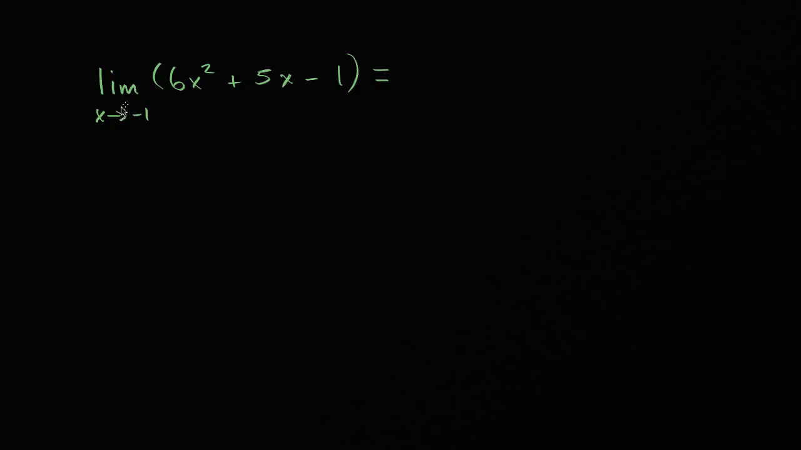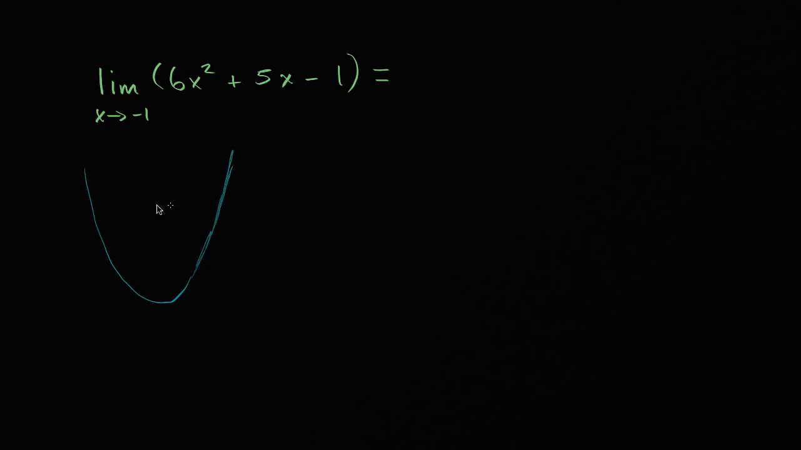So let's see if we can find the limit as x approaches -1 of 6x squared plus 5x minus 1. Now, the first thing that might jump out at you is this right over here. This expression could be used to define the graph of a parabola. And when you think about this, I'm not doing a rigorous proof here, a parabola would look something like this, and this would be an upward opening parabola.